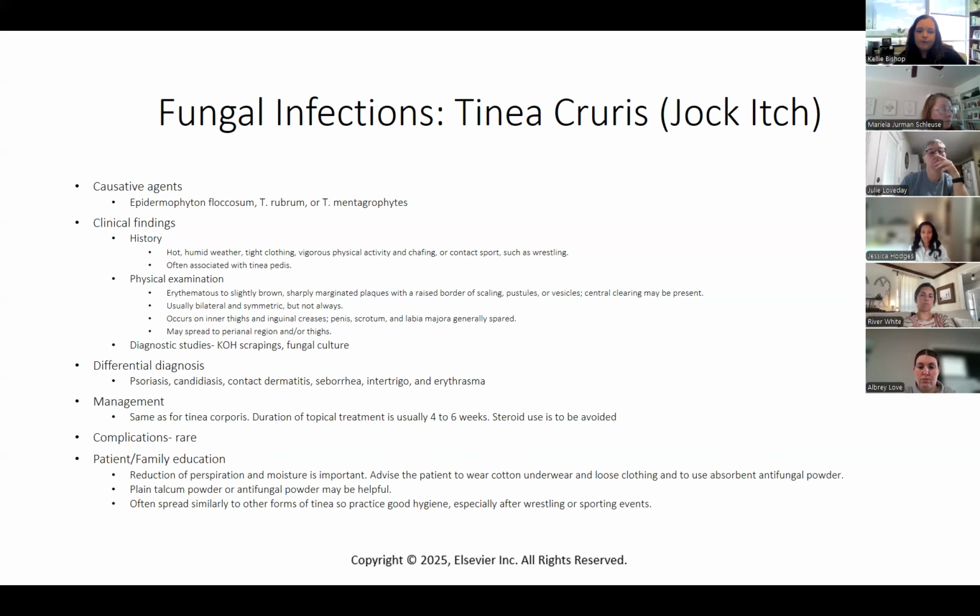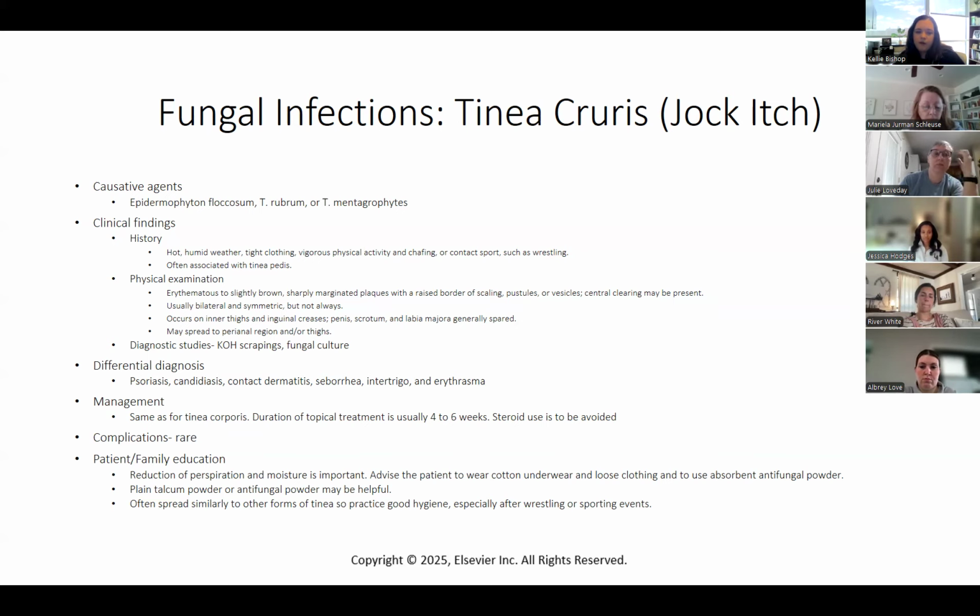And it can spread outward. Usually we diagnose this clinically. The management is the same as tinea corporis, but usually requires a little bit longer treatment, like 4 to 6 weeks to clear up. Again, avoid steroids. It'll make it worse, most likely. And making sure that they are practicing good hygiene, washing their clothes really well, and wearing looser fit clothing is helpful.